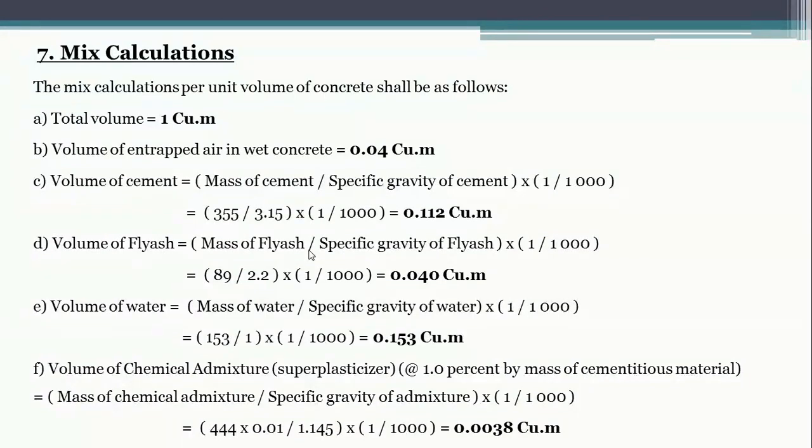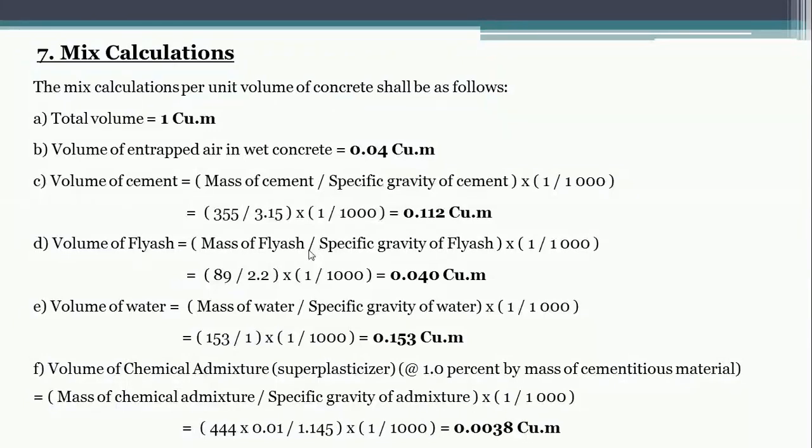So 153 was the water content, 153 by 1 is the specific gravity of the water, into 1 by 1000, you will get 0.153 cubic meter. Then volume of chemical admixture also we are using. In the previous problem the dosage was given in the data; if they give it in the data, you have to take that percentage of dosage only. Otherwise, you can start with 1% of the total cementitious content.